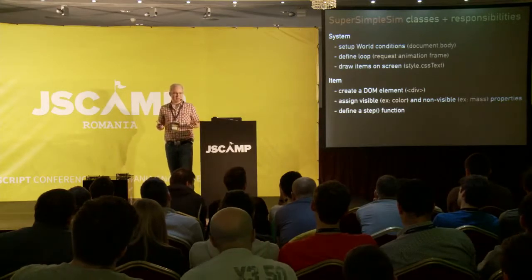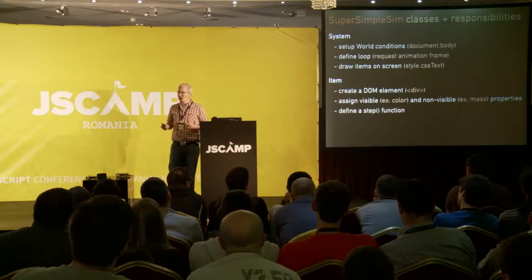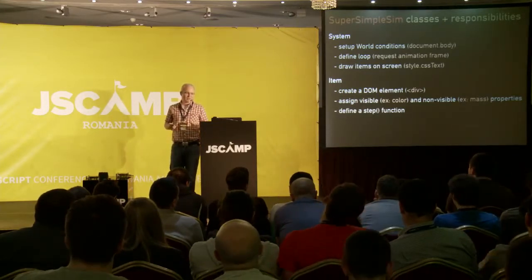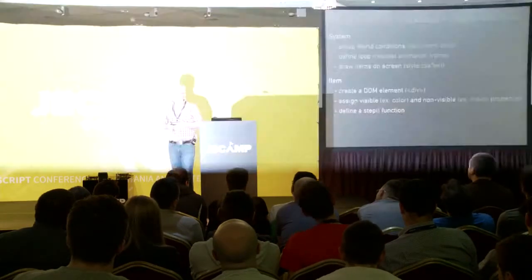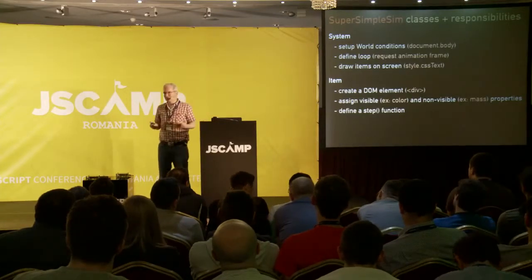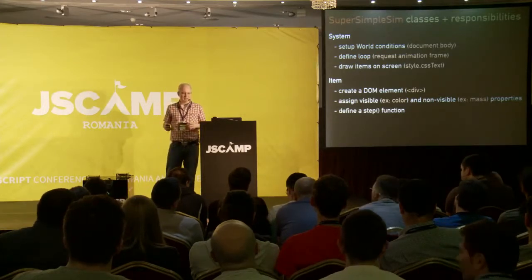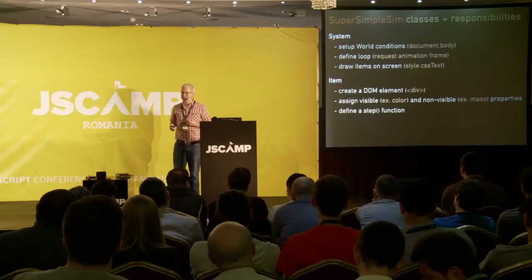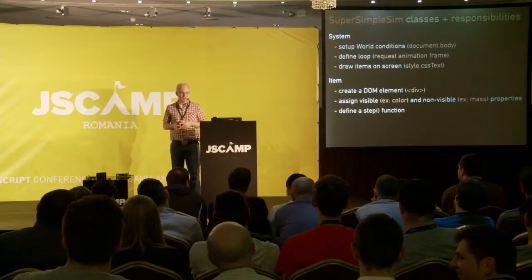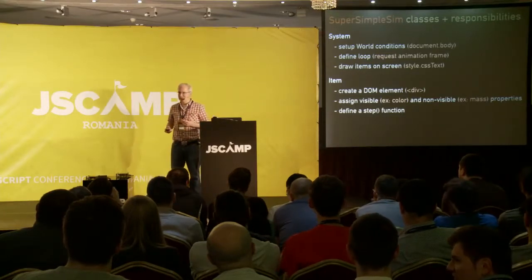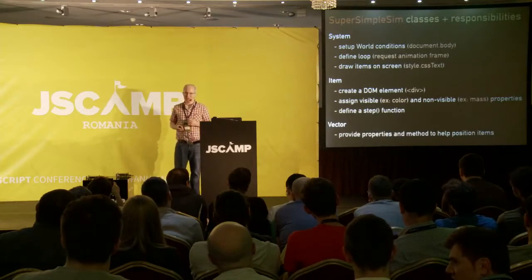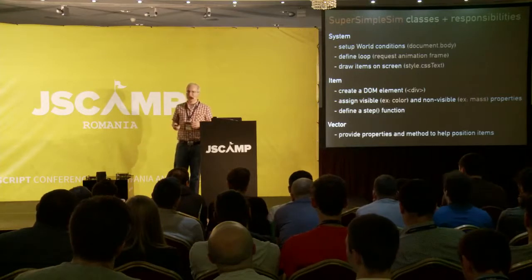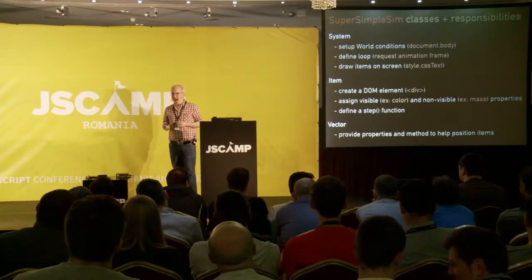The second class is going to be an item class, and the items represent all the objects in our system. We're going to create div elements as the view for our items. We're going to assign visible and non-visible properties. A visible property would be color or scale, and a non-visible property would be something like mass. Then we're going to define a step function, and the step function is where we determine at any point in time where this object should be. And then we're going to use a vector class to help us actually do that. Vectors provide properties and methods to position items.